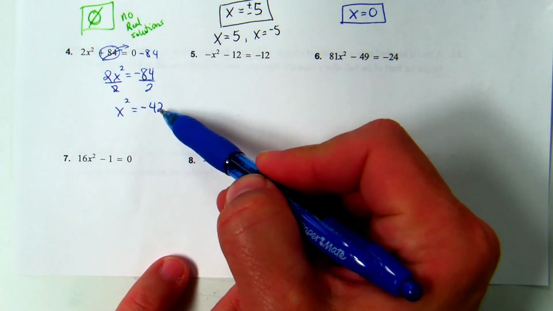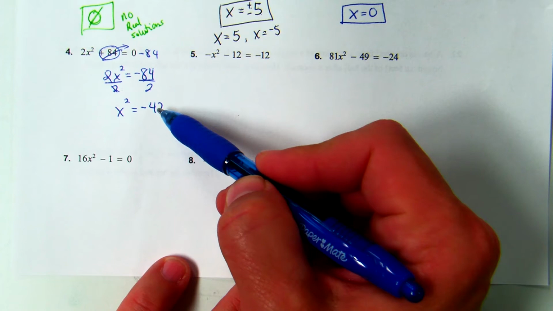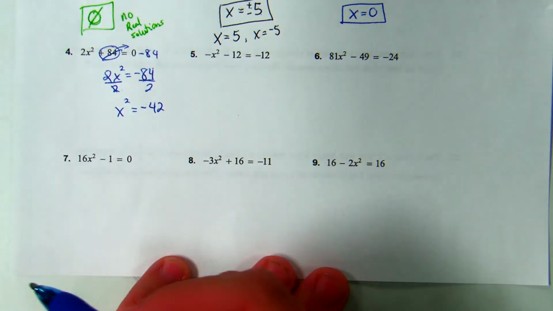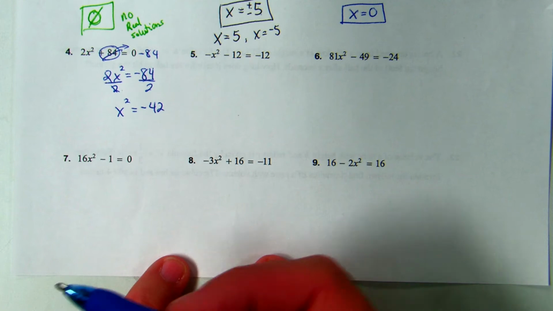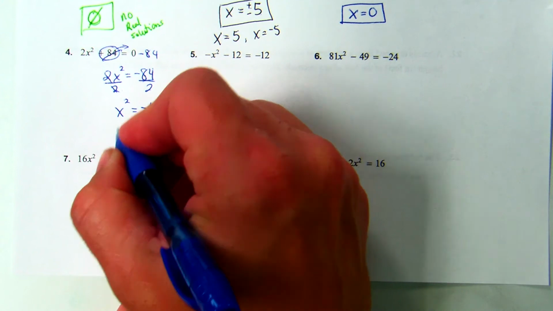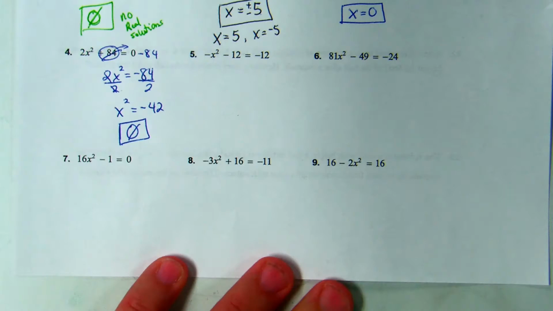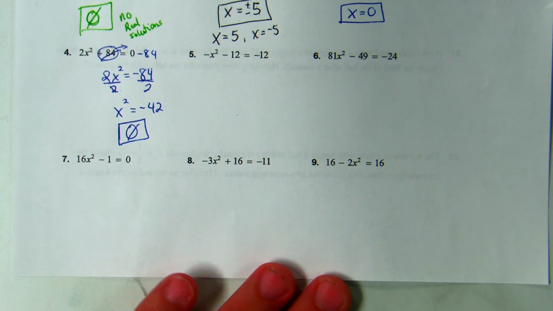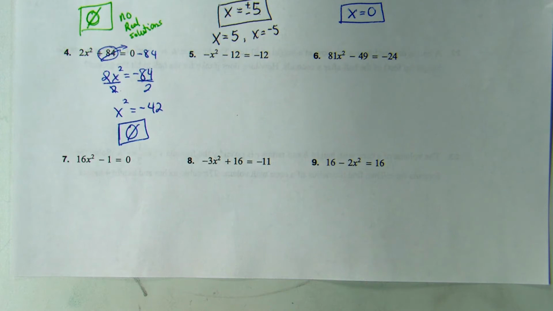This is not greater than or equal to 0. It's less than 0. And since that is less than 0, we can't get the square root of a negative 42 and have a real number answer. So this is going to be no solutions. Okay, no solutions, no real solutions. The square root of negative 42 is not possible without diving into imaginary numbers, and we're not going to get to that anytime soon.